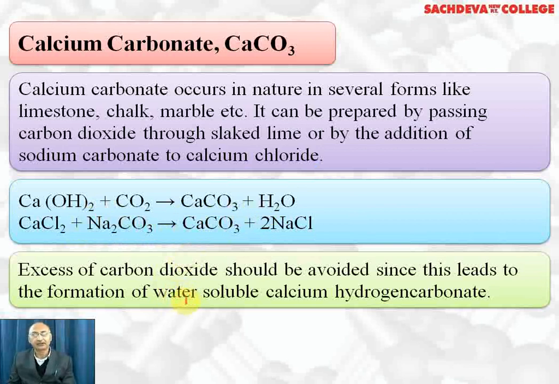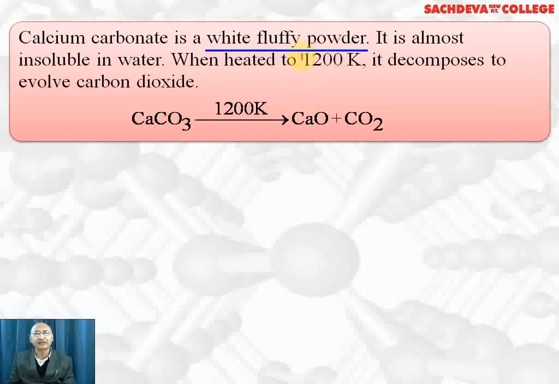Excess of carbon dioxide should be avoided, otherwise calcium carbonate will change to calcium hydrogen carbonate, which is soluble in water. Calcium carbonate is a white fluffy powder. It is almost insoluble in water. When heated at 1200 Kelvin, it decomposes to evolve carbon dioxide. This is the decomposition reaction of calcium carbonate which takes place at 1200 Kelvin.